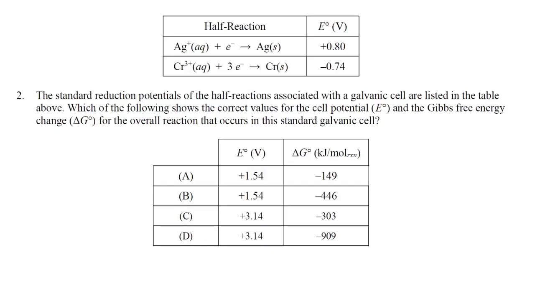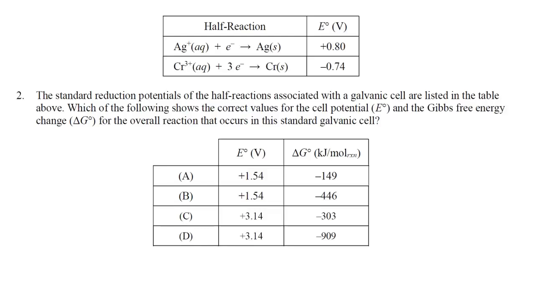Question 2 says the following. The standard reduction potentials of the half reactions associated with a galvanic cell are listed in the table above. So the first half reaction listed involves the element silver, which has the symbol Ag, and the second half reaction listed involves the element chromium, which has the symbol Cr.